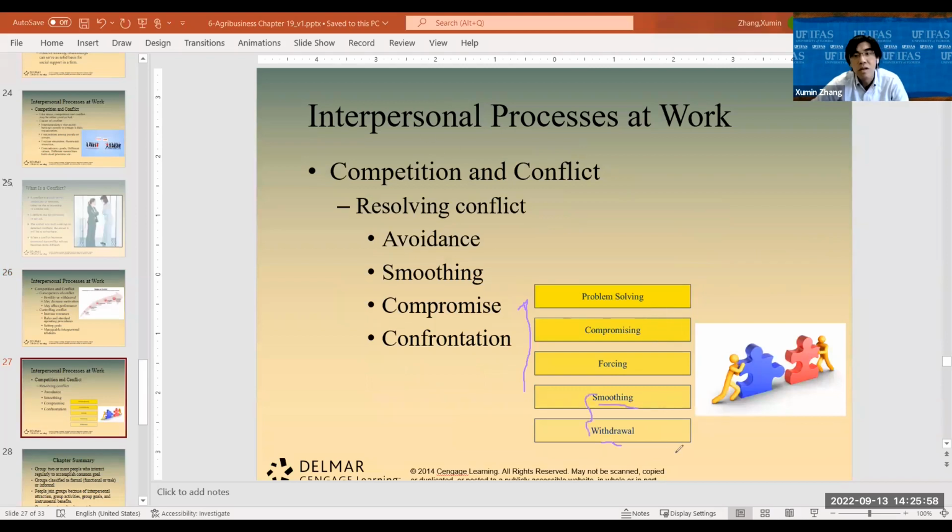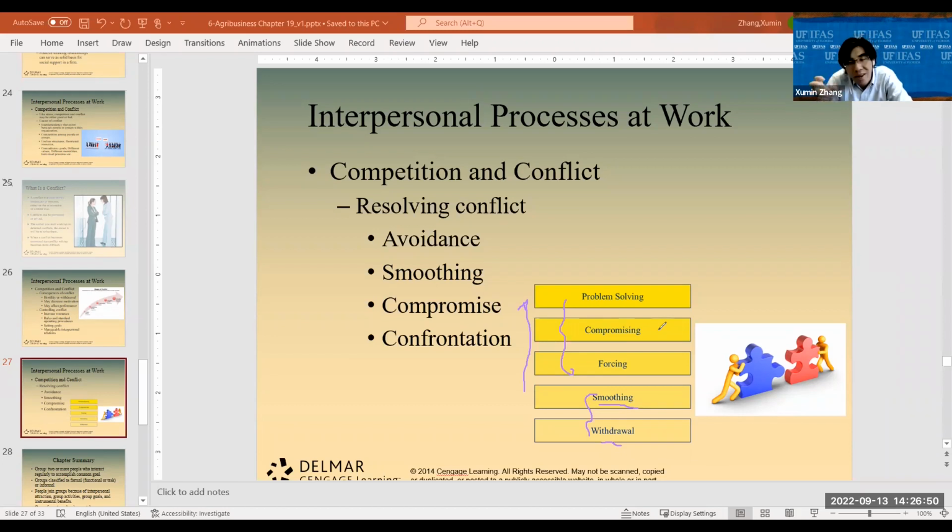The first two, withdraw, you don't touch it, right? Smoothing is, okay, let's stay back a little bit. It's not solving the conflicts. It's just letting it cool down, right? But those three are really conflict solving. Forcing: withdraw one step, and then let's make it clear, all right? What is not clear? Goal not clear, resource not clear, or structure not clear, we make it clear. You should not argue anymore, okay?